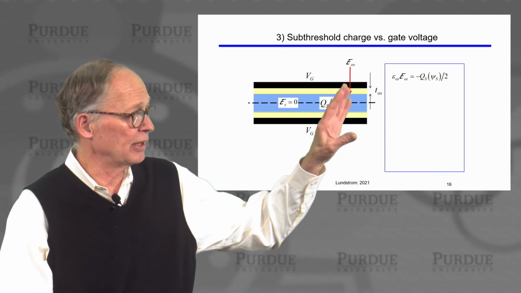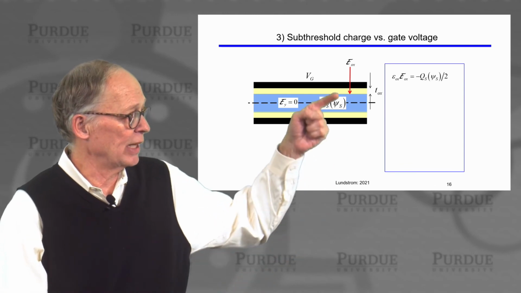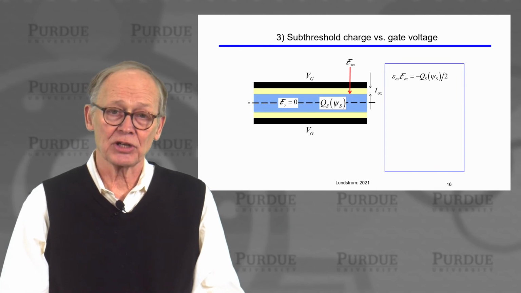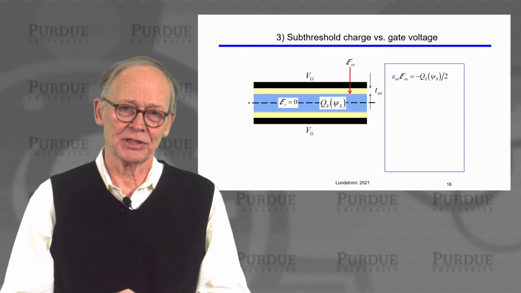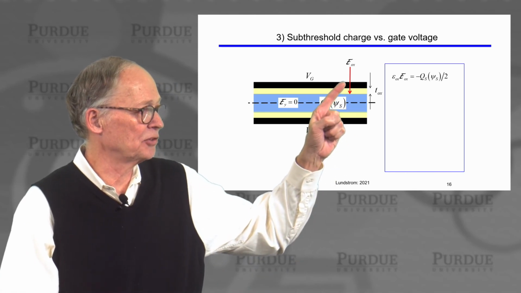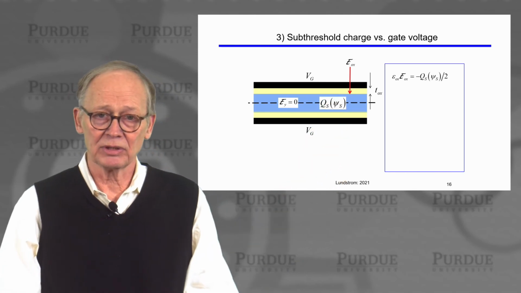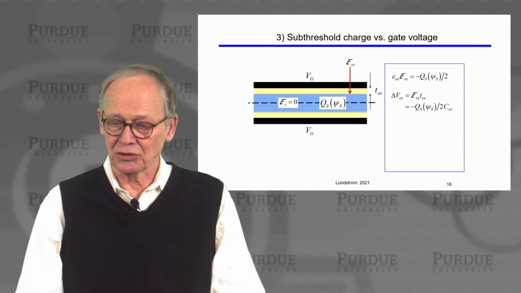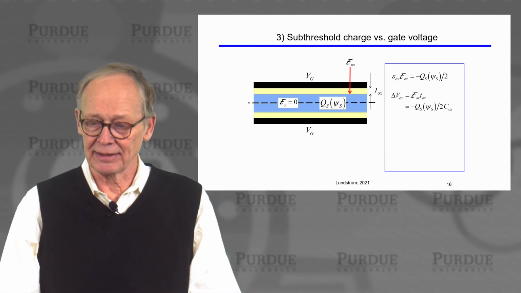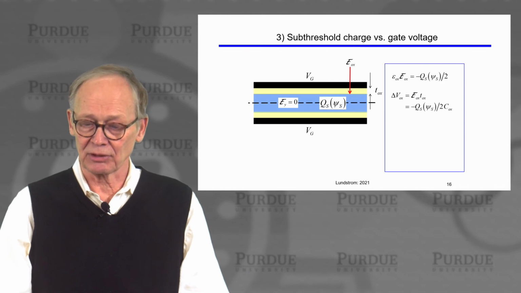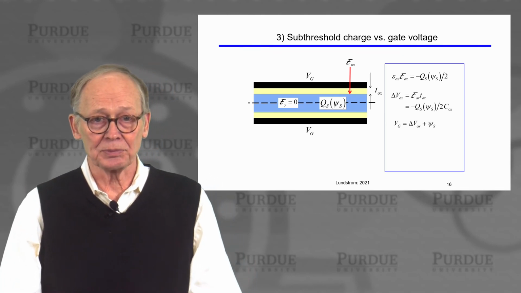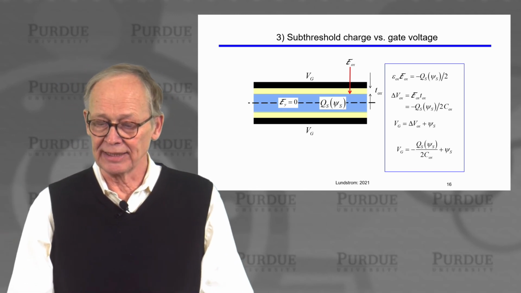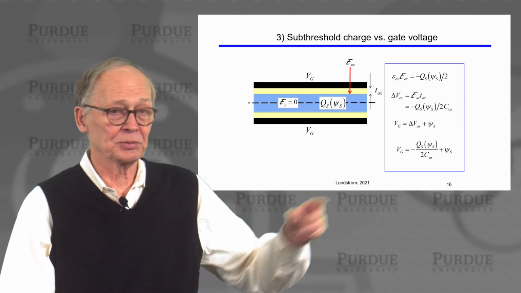Well, one thing we can do is we can take Gauss's law, and we can equate the displacement field in the oxide to the charge in the semiconductor, but only half of the charge in the semiconductor, because half of it images on the top gate and half of it will image on the bottom gate just by symmetry. So when we do that, we can solve for the electric field, we can multiply it by the thickness of the oxide, we can get the volt drop across the oxide, we can add the surface potential or the potential of the semiconductor, and we can get a relation between the gate voltage and the surface potential.